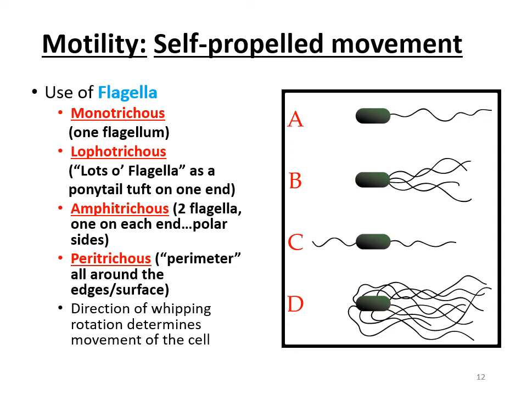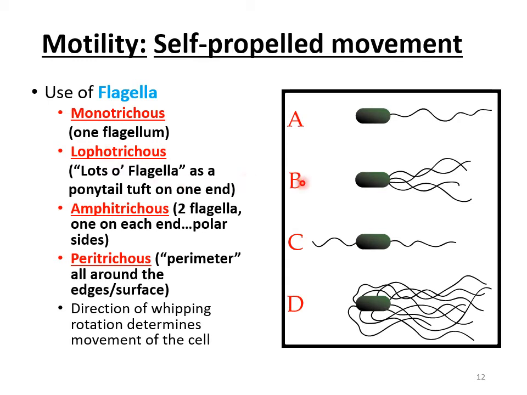When you see trichous at the end of a word, that tells you that that bacteria has flagella. If you're describing the bacteria as monotrichous, lophotrichous, amphitrichous, or peritrichous, look at the beginning of the word to figure out what exactly it means regarding that flagellum. With monotrichous, the bacteria has a single flagellum, kind of like you would see on a sperm cell. Lophotrichous, I think of as lots of flagella, okay, lopho, lotso.